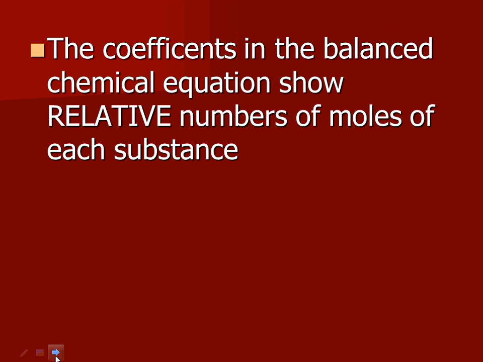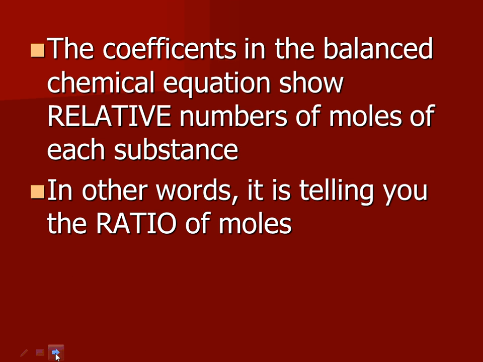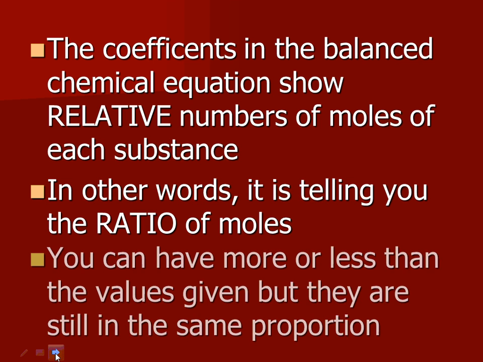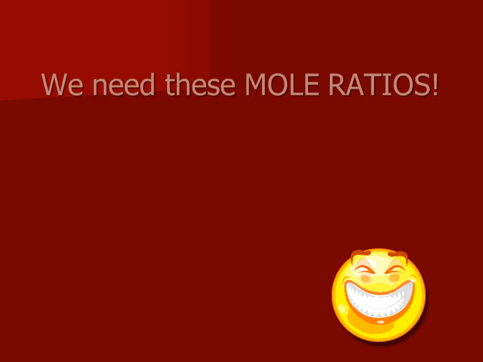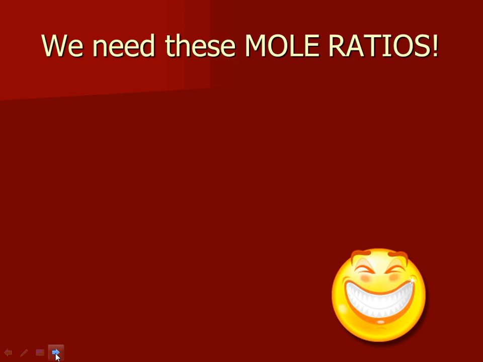So the coefficients in the balanced chemical reaction show the relative number of moles of each substance. Right? So that's what the coefficients are, and we're going to be converting from moles of one substance to moles of another. In other words, it's telling you the ratio of moles. You can have more or less than the value given, but they're still in the same proportion. So you don't have to have 1 full mole. You can have 2.3 moles, and then you'll figure out how much that 2.3 moles converts to through the reaction. It'll make more sense when we start looking at the reactions.